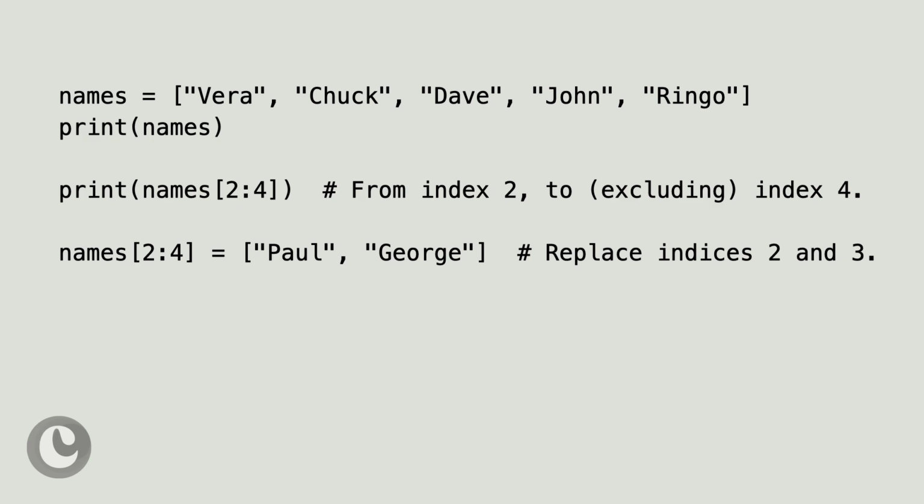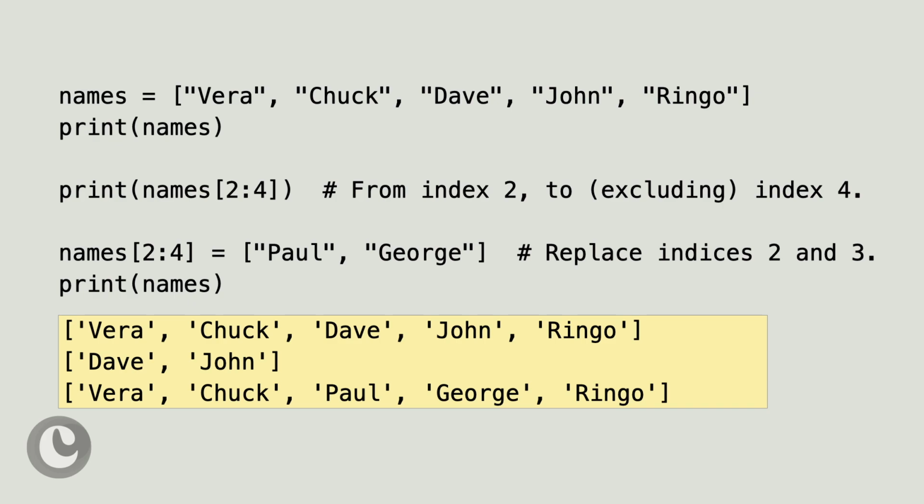I replaced the slice I just showed with names Paul and George. I print the list and here is the result. By using slice assignment, the existing list was changed in line. Now, no new list has been created, and there was no need to call append or insert methods.